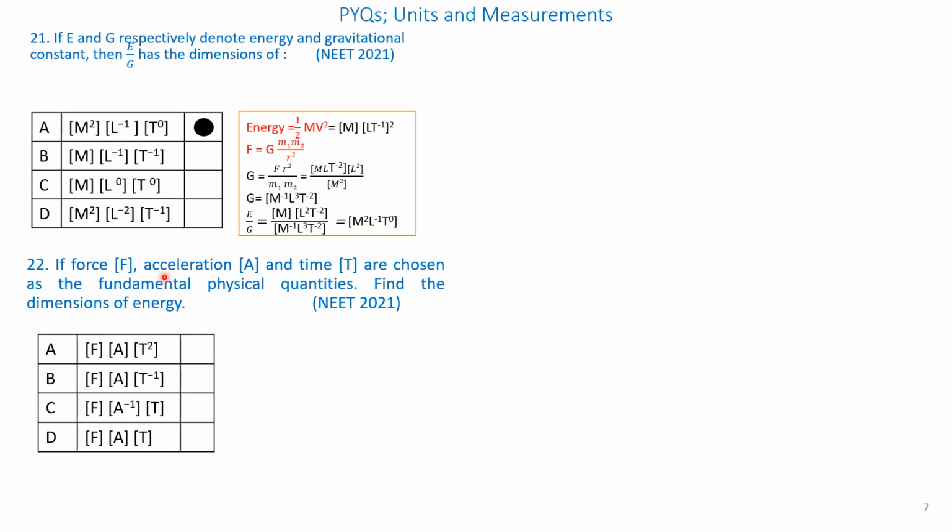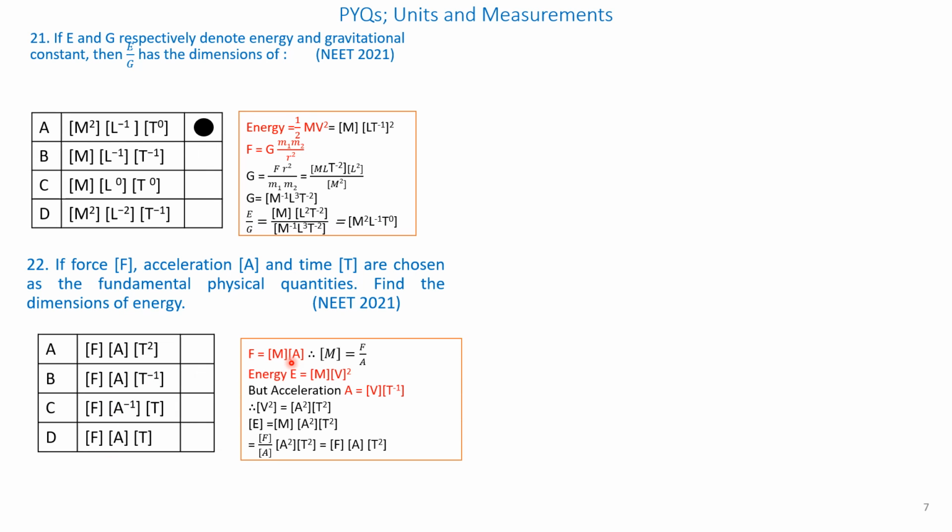If force F, acceleration A and time T are chosen as fundamental physical quantities, find the dimensions of energy. This is also asked in NEET 2021 examination. Four options are given, A, B, C and D. We have to find the correct answer by analysis.